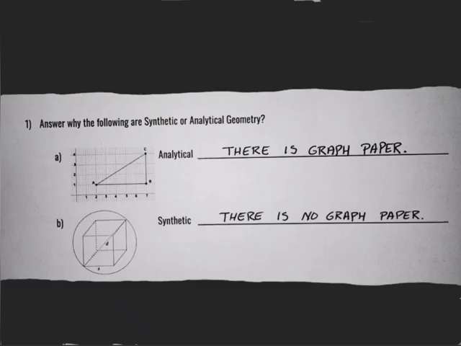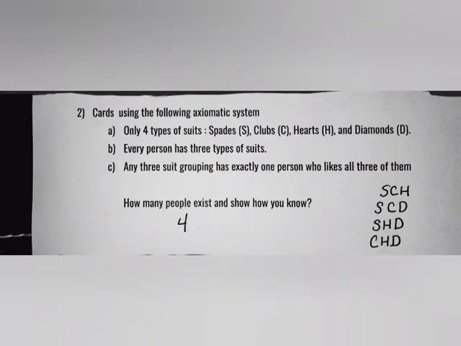For question 1, we're trying to figure out if it's synthetic or analytical geometry. For 1A, we notice it's analytical because it's written on graph paper. For part B, the reason we know it's synthetic is because there is no graph paper. For question 2, we're trying to figure out how many people there are.